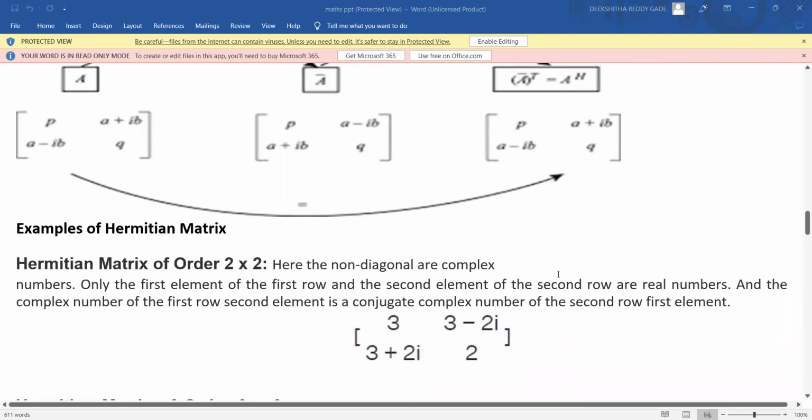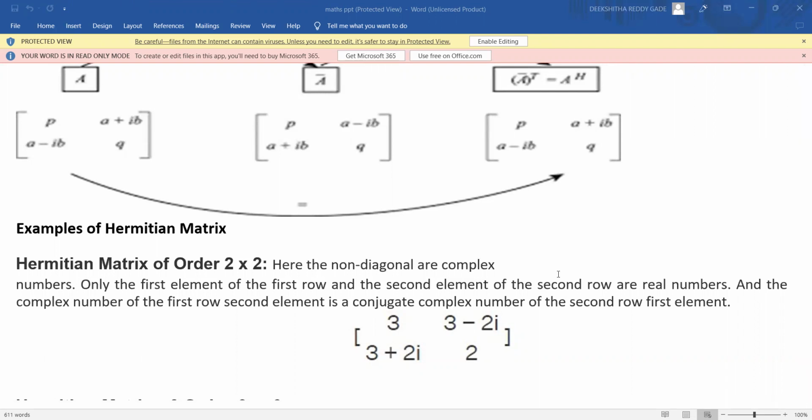Let's see some examples of a Hermitian matrix. Hermitian matrix of order 2 by 2. Here the non-diagonal elements are complex numbers. Only the first element of the first row and the second element of the second row are real numbers. The complex number in the first row, second element is the conjugate of the second row, first element. Here we can see the example: 3, 3 minus 2i, 3 plus 2i, and 2.